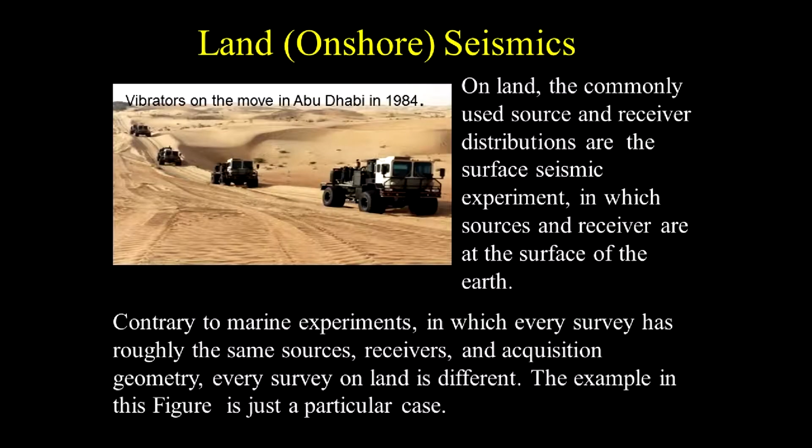Now let's move to onshore seismics. On land, the commonly used source and receiver distribution is the surface seismic experiment, in which sources and receivers are at the surface of the earth. Contrary to marine experiments, in which every survey has roughly the same sources, receivers, and acquisition geometry, every survey on land is different. The example in this figure is just a particular case.